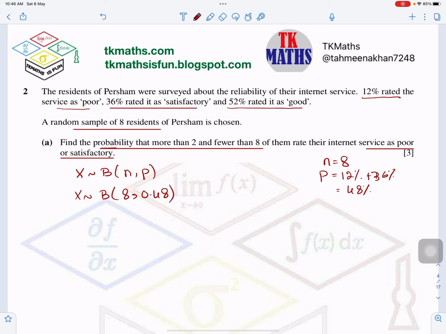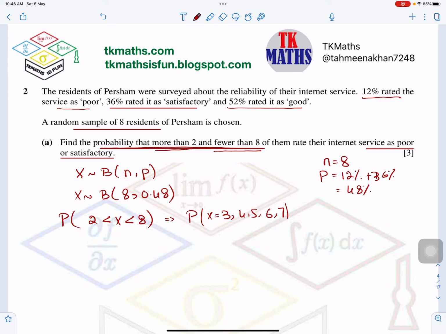Find the probability that more than 2 and fewer than 8 of them have rated the service as poor or satisfactory. In mathematical notation, we will write it as X is greater than 2 and less than 8. Now the equal to symbol will not come here, because the question is saying more than 2 and fewer than 8. So that's why the equal to symbol will not come here, which means we have to find the probability for values between 2 and 8, which makes it 3, 4, 5, 6 and 7.